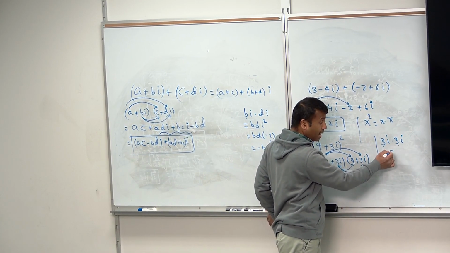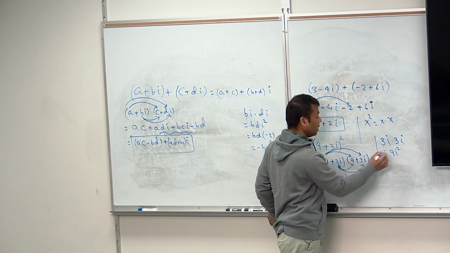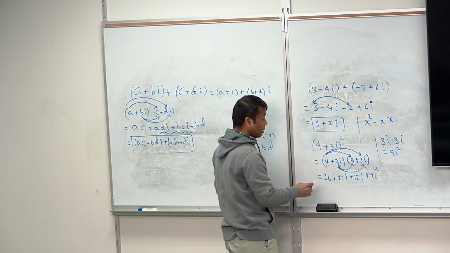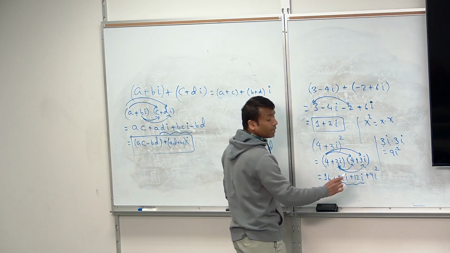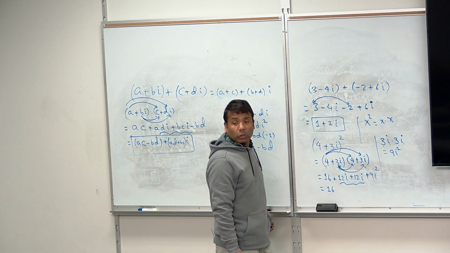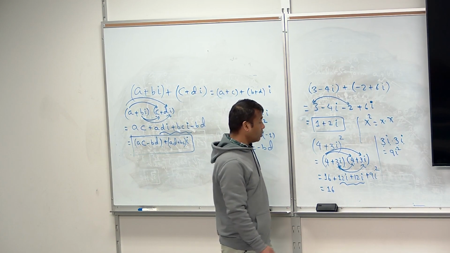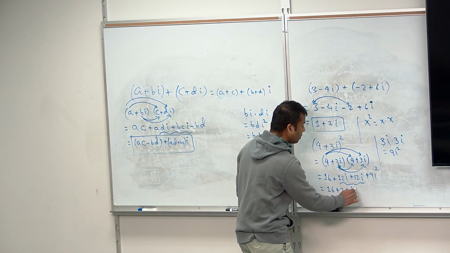3 times 3, 9. You are right. What is i times i? i square. So this is 9i square. Are you with me, guys? So now this is 16. Hey, these two are the like terms. Combine 12i plus 12i. What will be that? 24i. So this is plus 24i plus 9.